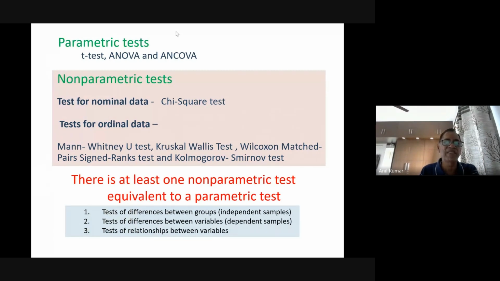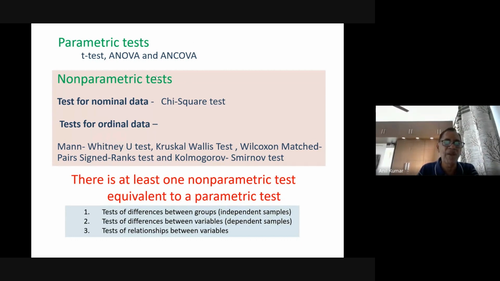So t-test, analysis of variance, and analysis of covariance are under the category of parametric tests. And let me repeat it again. When you are using t-test, ANOVA, or ANCOVA for your data analysis, try to ensure that your data is normally distributed. Try to ensure that your data is at the appropriate level of measurement. Then only you can go for use of t-test, ANOVA or ANCOVA.